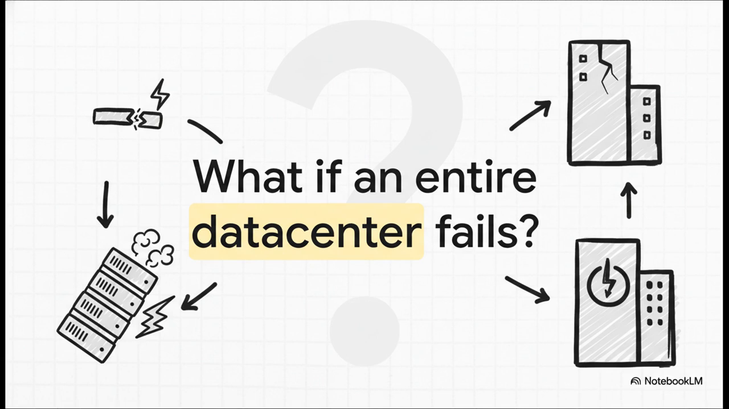Okay, so your code is tough enough to handle the little blips. Great. But what happens when the problem is bigger? What if it's not just a dropped packet, but an entire server rack, or an entire building that suddenly goes offline? Now we're talking about a much bigger problem, and we're going to need a much bigger solution.